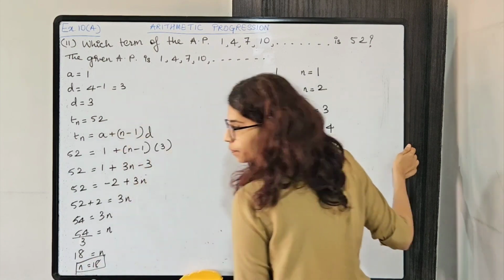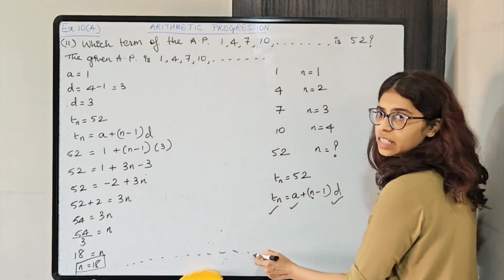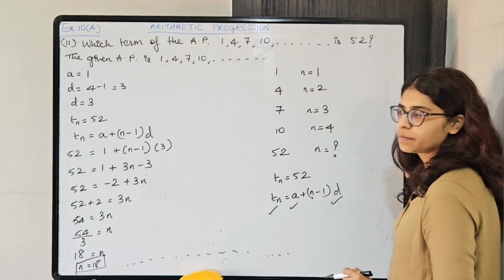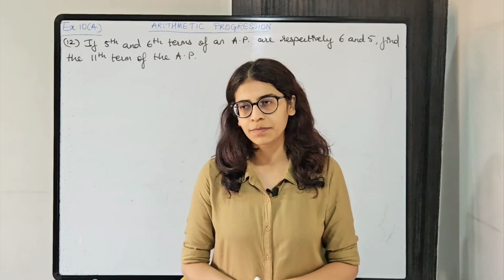Box it and write down the final statement. 52 is the 18th term of the AP. Okay, don't forget the final statement. Moving on to the next question, question number 12.